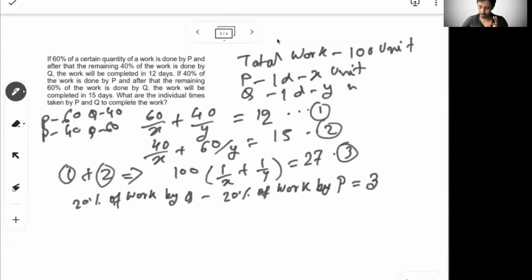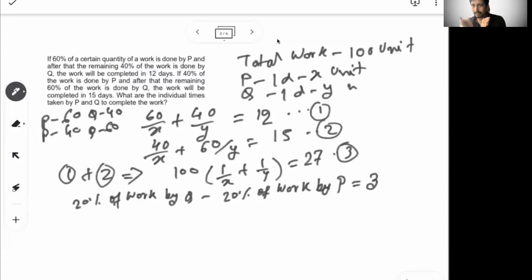3 days extra because the 20% of work is done by Q. That is where it took time. So let's say the first 100 units: 0 to 40 units is the first case, 60 units done by P, then the last 40 is Q. Here, first consider that 0 to 40 is done by P, but Q in this case is doing 40 to 100. He was anyway doing 60 to 100 in the earlier case. Now he is doing 40 to 100.